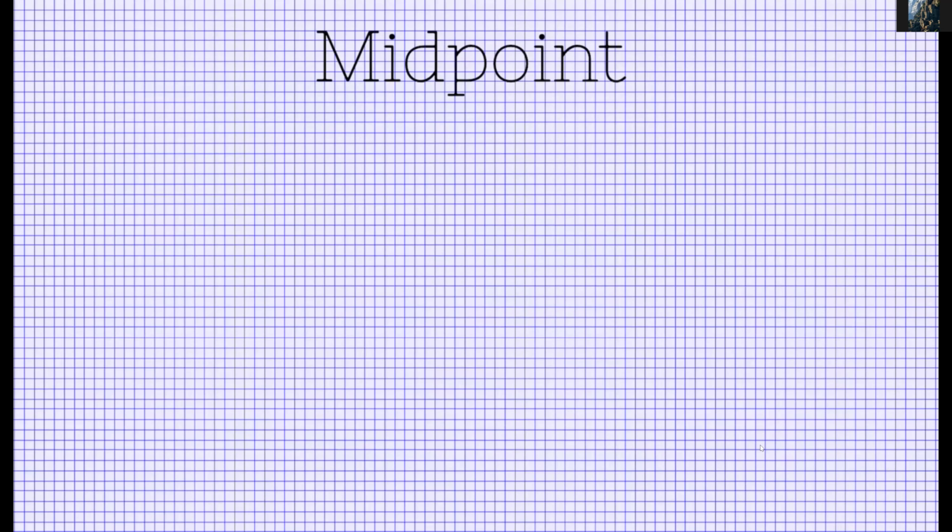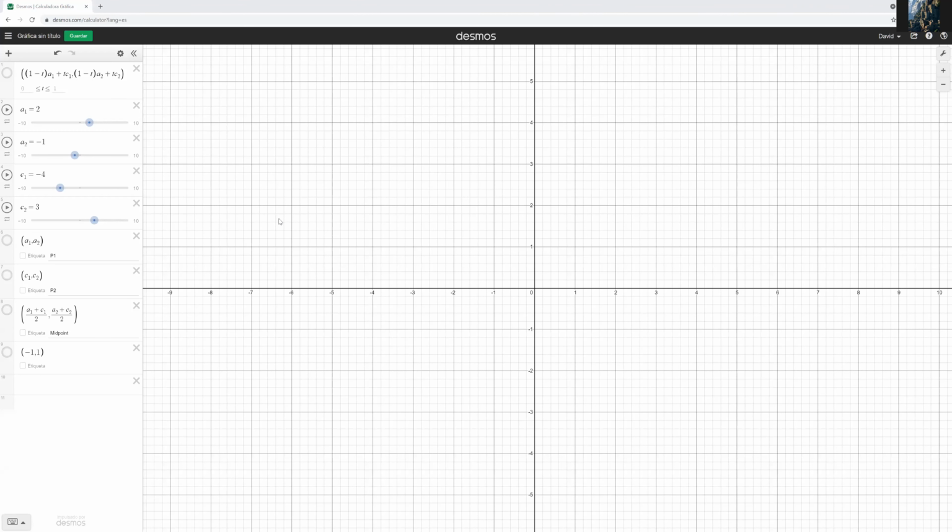To understand the midpoint, let's go over here and let's draw a segment. A segment is different from a line because the segment has a beginning and it has an ending. A line, if you remember, is infinite. It goes on and on both directions.